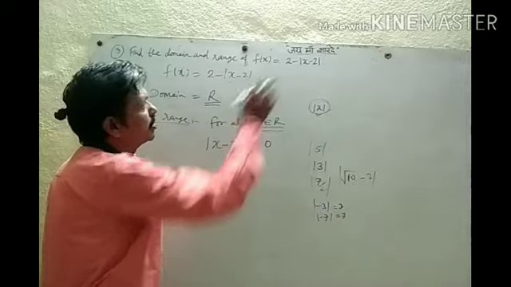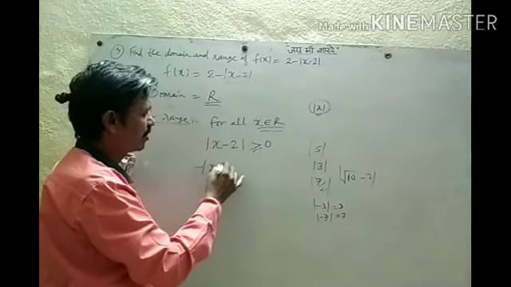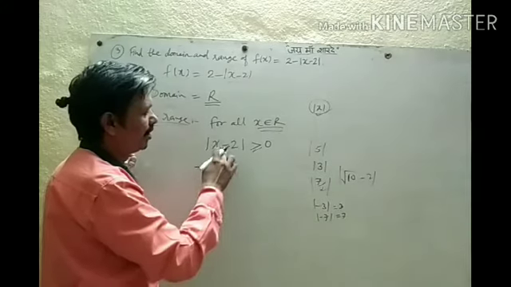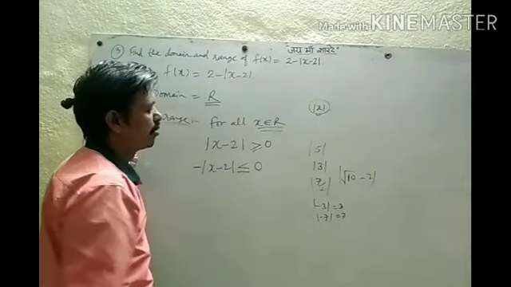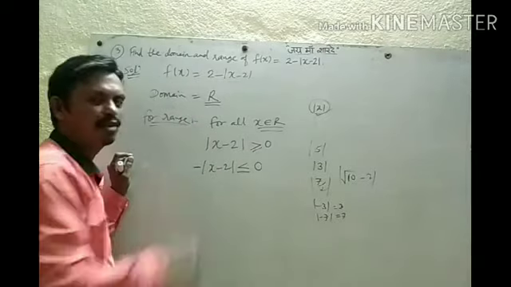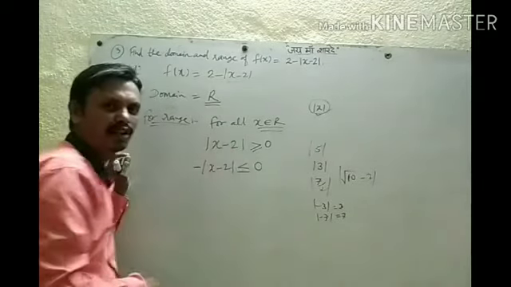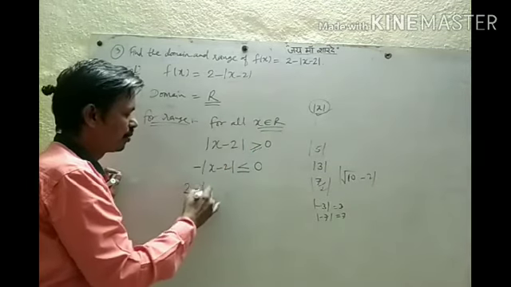Okay, now from this we have a minus of mod x minus 2. If you multiply both sides by minus, we know that if you multiply by a negative number in an inequality, the sign of the inequality will change. So minus of mod x minus 2 will be less than or equal to 0. The sign is changed when you multiply by a negative number. Now here we have 2. So we add 2 to both sides.